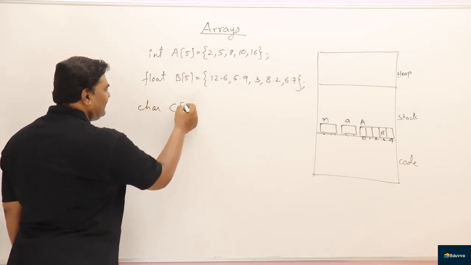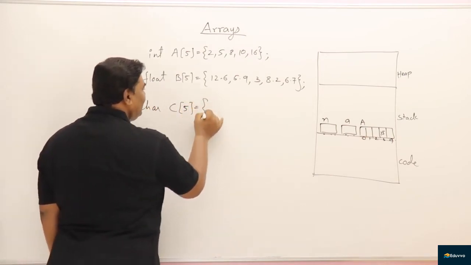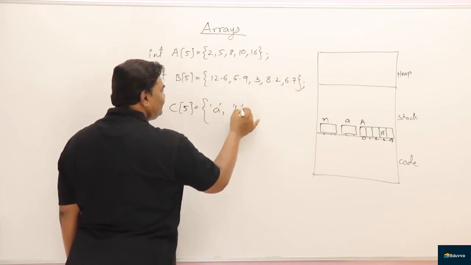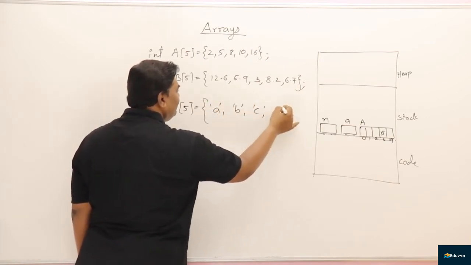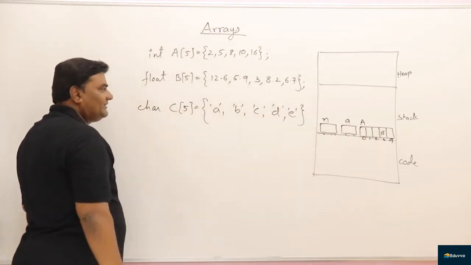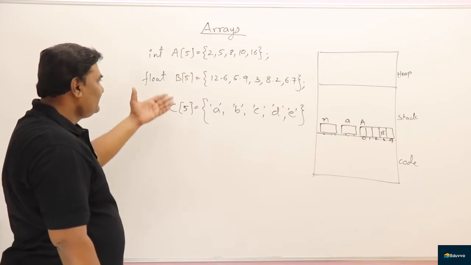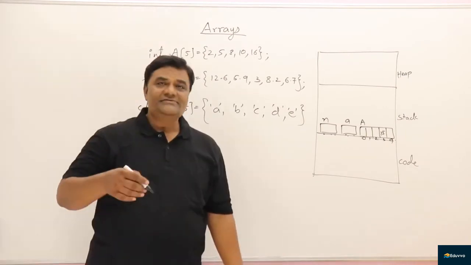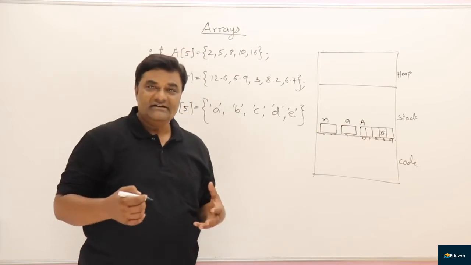Now what about character type array? I will take a character type array, and in this I have to mention all character literals. So this is A and this is B, C, D and E. So every character literal must be enclosed in single quotes. So this is how we can take different types of array, different data types. Next we will look at some programs on arrays, how to use them.